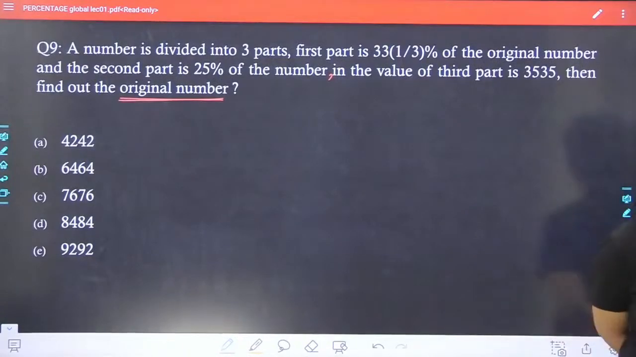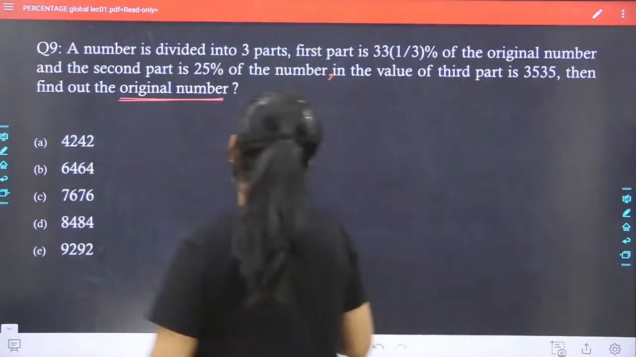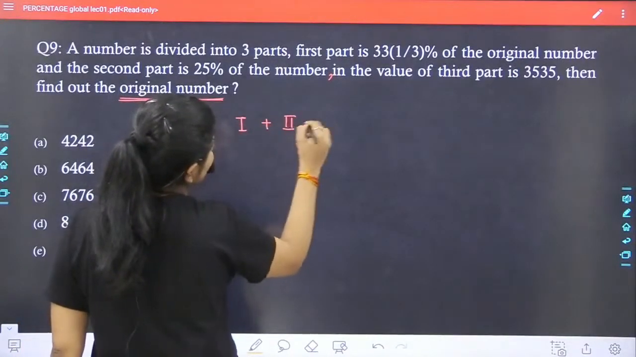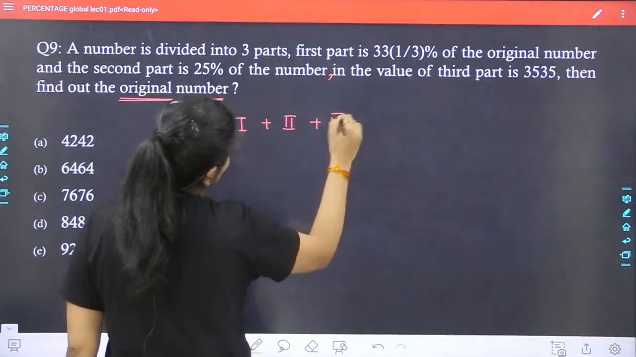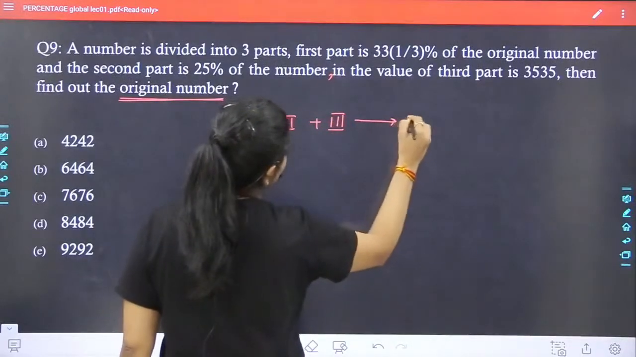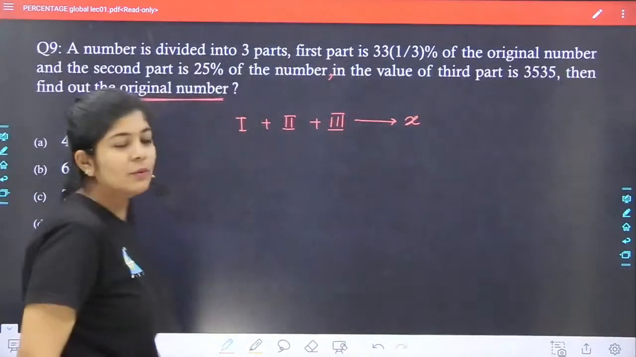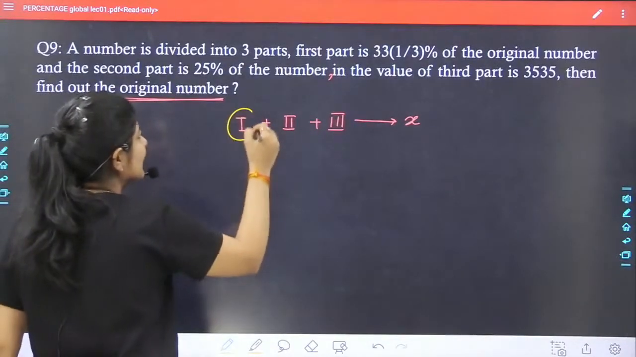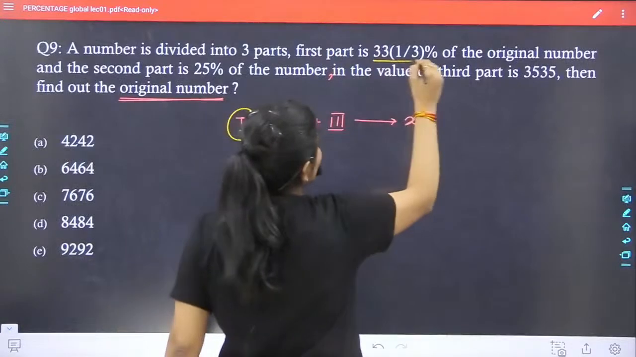Very good. Okay, we have three parts: first part, second part, and third part. This will give me my original number that is equal to x. And it is given that the first part is nothing but 33 1 by 3%.